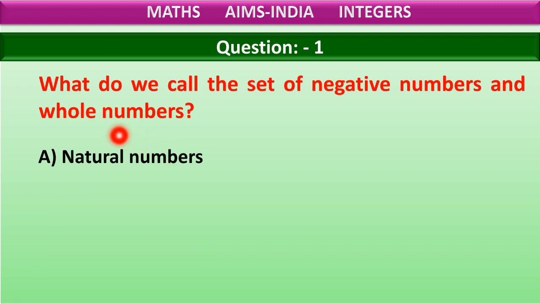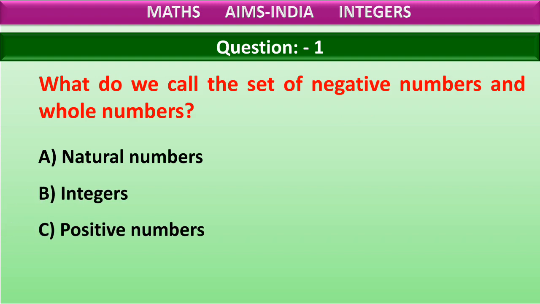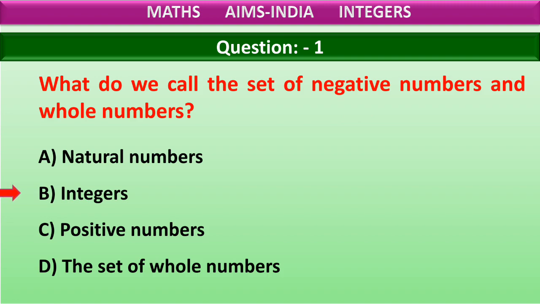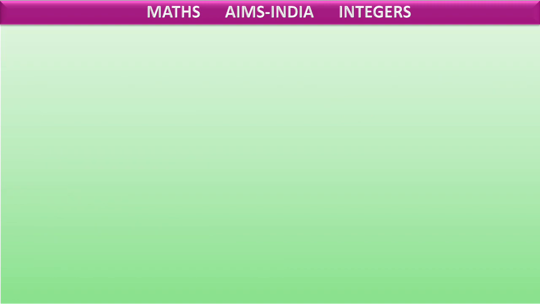The first question for today is, what do we call the set of negative numbers and whole numbers? Remember, negative numbers and whole numbers. Option A, natural numbers. Option B, integers. Option C, positive numbers. Option D, the set of whole numbers. What is the correct answer here? Yes, the correct answer is B, integers. Integers is the set of negative numbers and whole numbers.